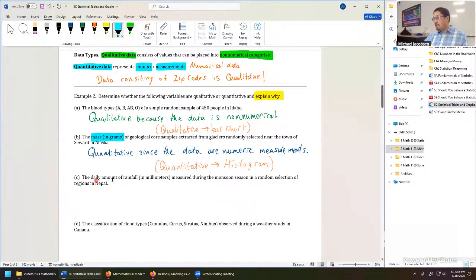The next one is daily amount of rainfall in millimeters measured during the monsoon season. So for this one, again, this one gave us a unit, so that's a pretty good giveaway. We're making a measurement. If we're talking about the daily amount of rainfall, then the values that we're going to get are going to be numerical for sure. So this right here is a red flag. This is, once again, quantitative data. This is a random selection of regions in Nepal where the monsoon is really, really intense. So it should be pretty impressive data in the amount of rainfall, but it's quantitative.